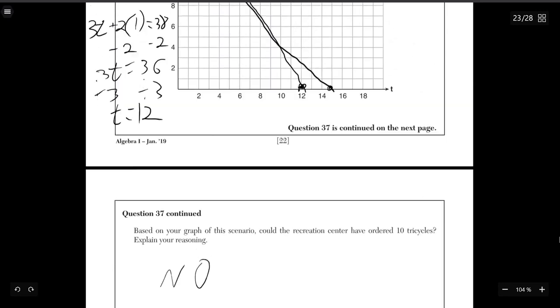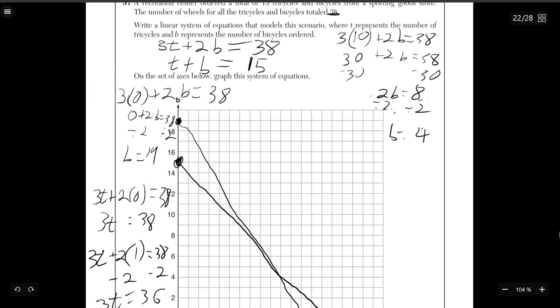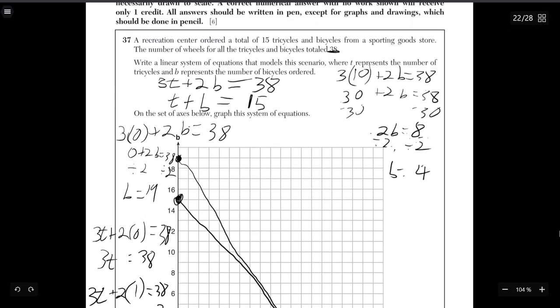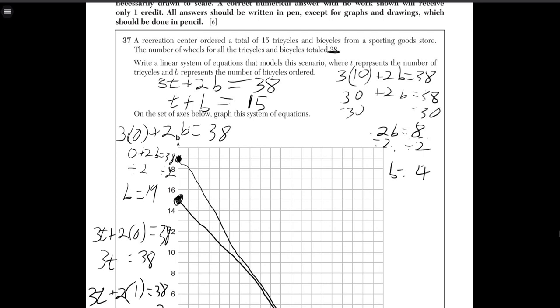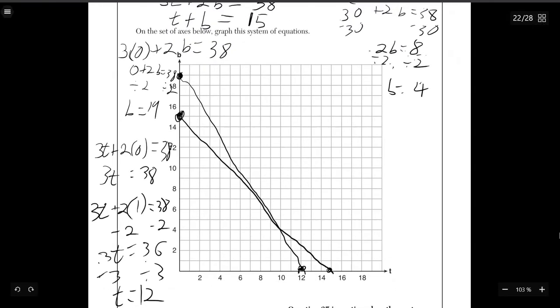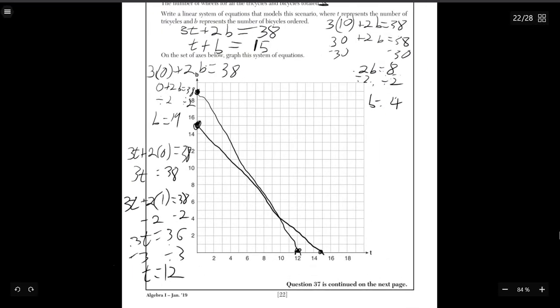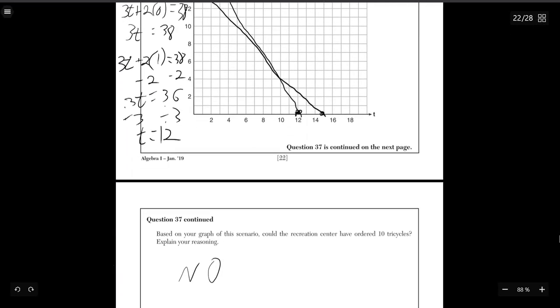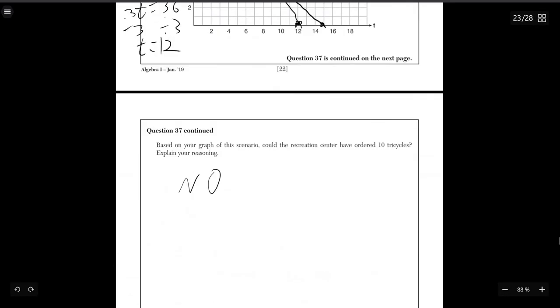No, because then you'll need 4 bicycles in order to complete the 38 wheels, but that's not going to be enough to complete a total of 15 bicycles and tricycles altogether. So that is the reason why it cannot be 10, even though it looks like it is from my messy graph. In fact, it cannot be 10. And that's the end of the Regents.